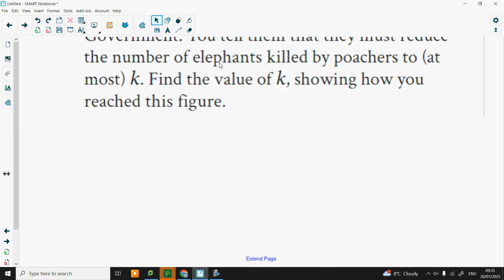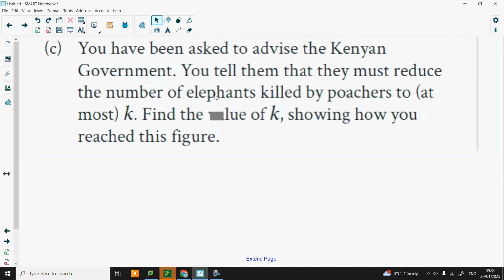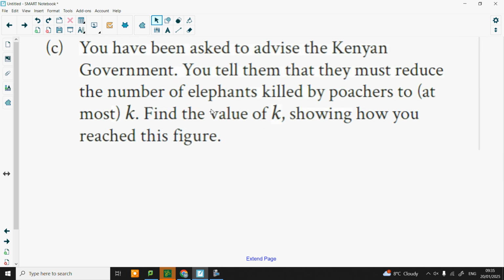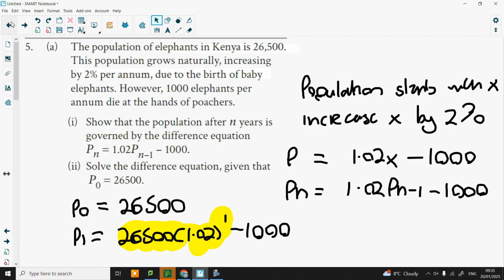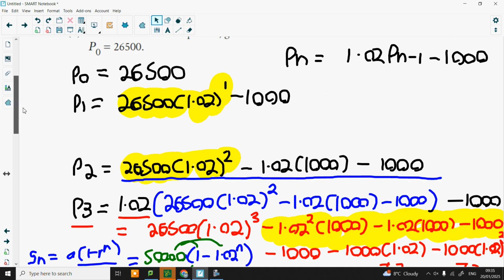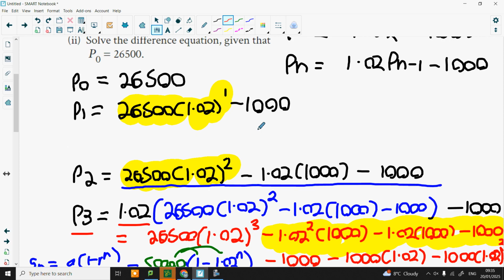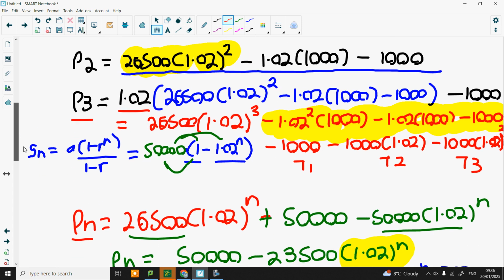Now start part 4 to this. Part C, is that it there? You've been asked to advise the Kenyan government, you tell them that they must reduce the number of elephants killed by poachers to at most K. Find the value of K, show them how you reach this figure. Okay. We're going to go back to the Kenyan government's calculation. Where was it located? We all agree this is where we did it? Does everybody see the value of 1,000? Would you agree that 1,000 is the number of animals killed in Kenya every year?